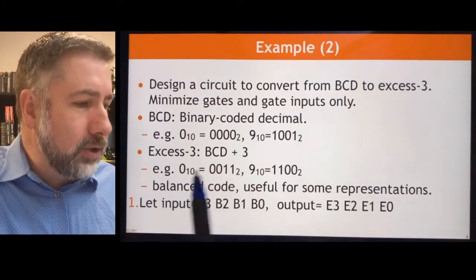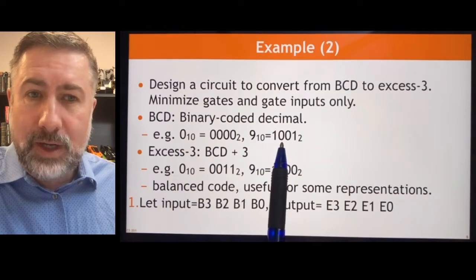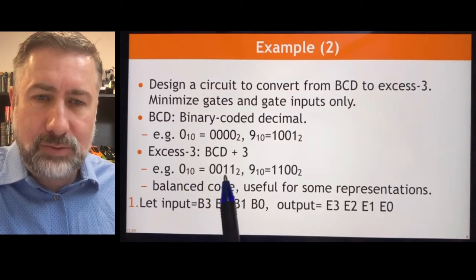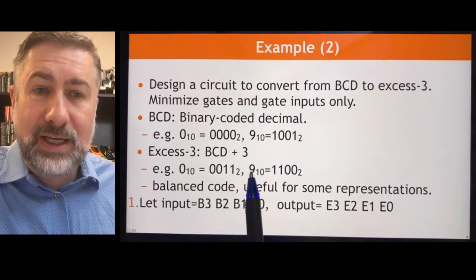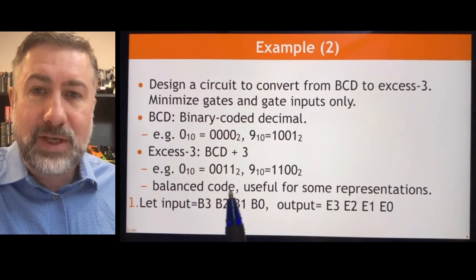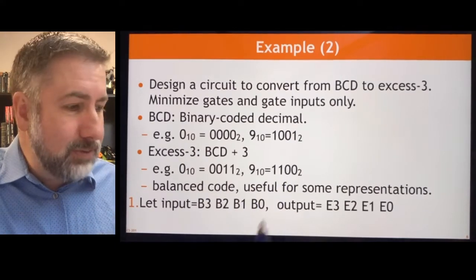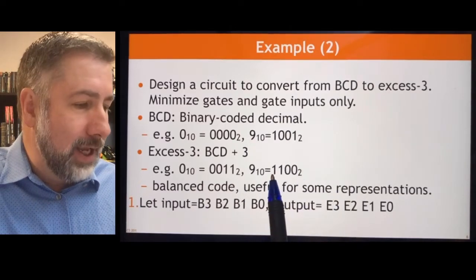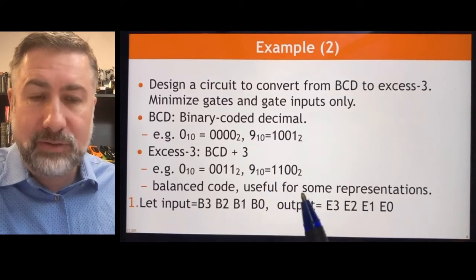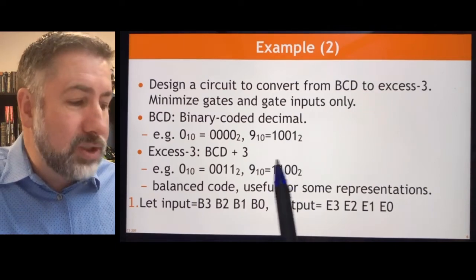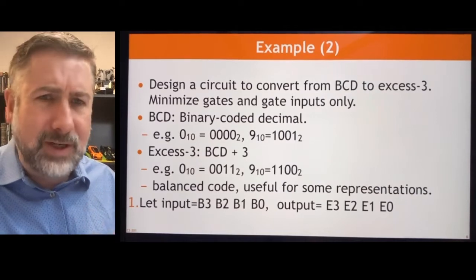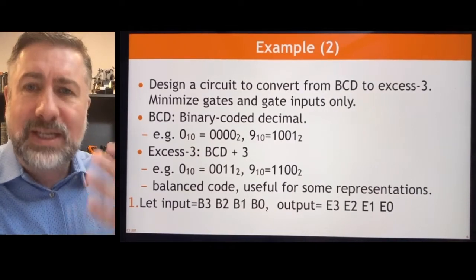And so what we're going to do is just basically take this number from 0 to 9 and add 3 to it. We're going to get 0 represented as 0011 and 9 represented as 1100. It can be a bit confusing because 1100 is not 9. It is 8 plus 4, which is 12. But we're going to use this as our representation for 9 because there are some advantages to it. Don't worry too much about it. Like I say, it's a bit of a contrivance, but it's a nice complete example.